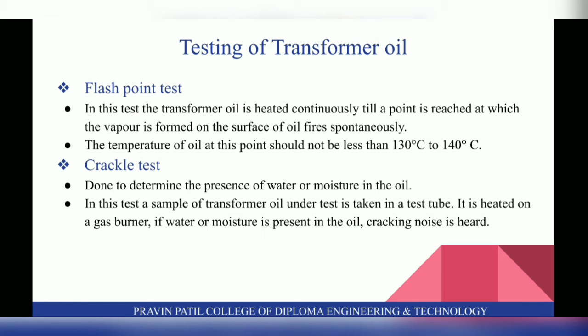In this test, the transformer oil is heated continuously till a point is reached at which the vapor formed on the surface of oil fires spontaneously. The temperature of oil at this point should not be less than 130 degrees Celsius to 140 degrees Celsius. Second test is crackle test.